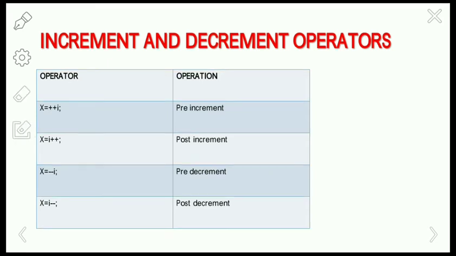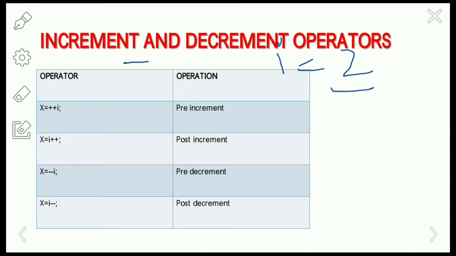Suppose I am taking the I value as 2. So here x equals pre-increment I. That means first of all it is going to increment the value by 1. Remember one thing here: for both the increment and decrement operators, we are going to increase or decrease the value by 1 only.